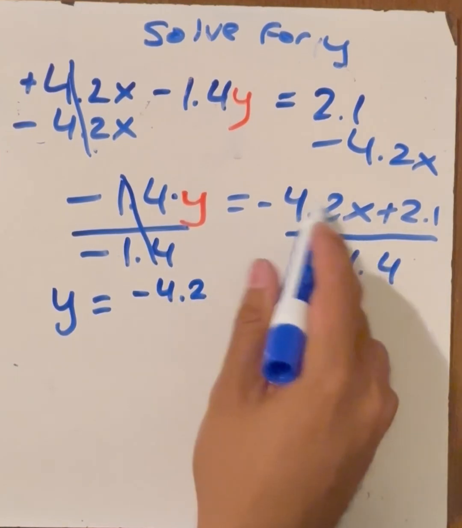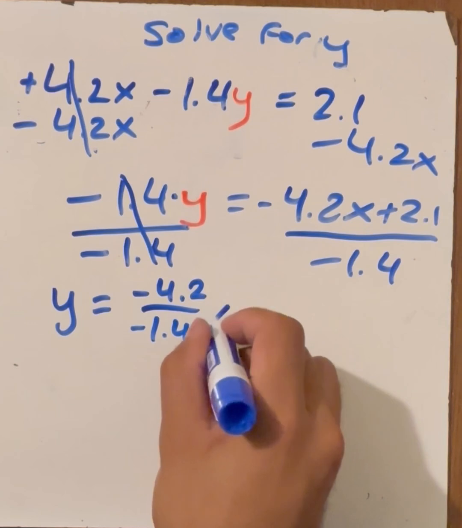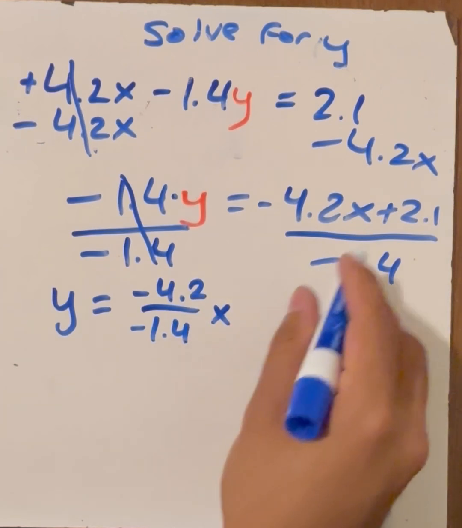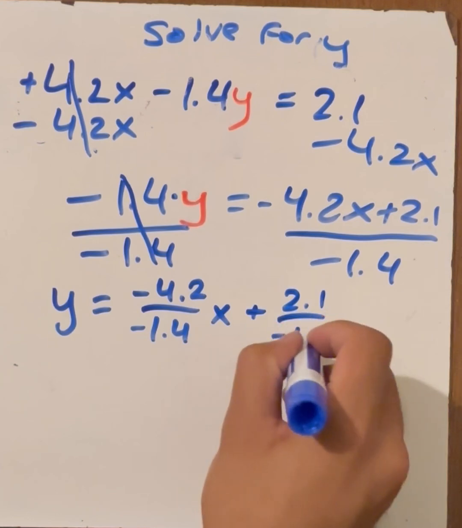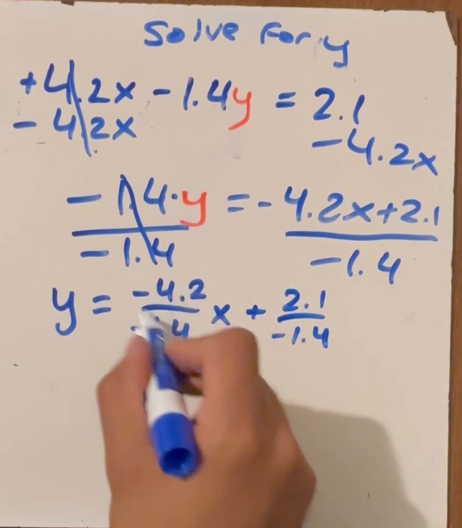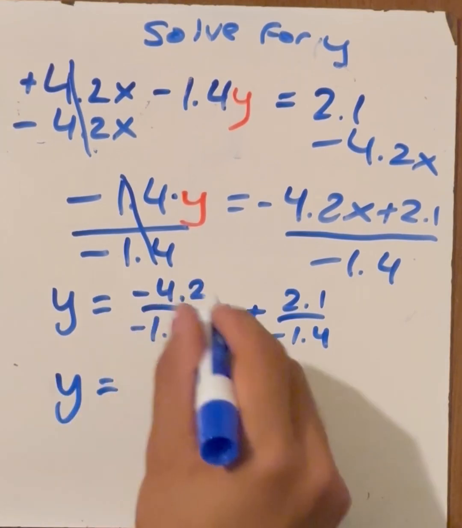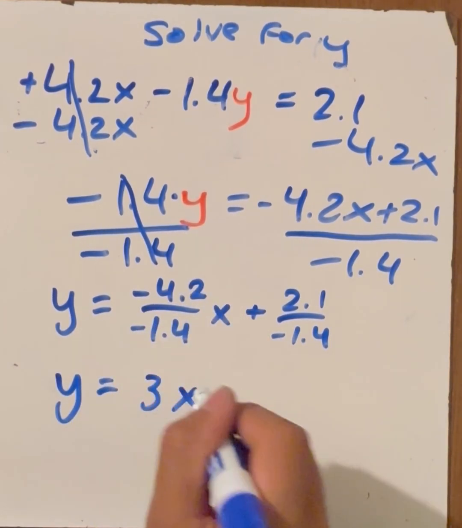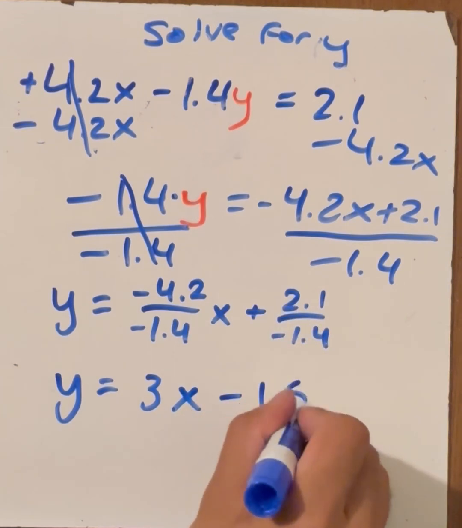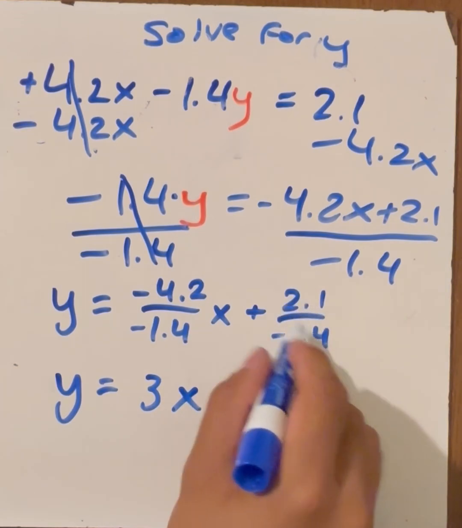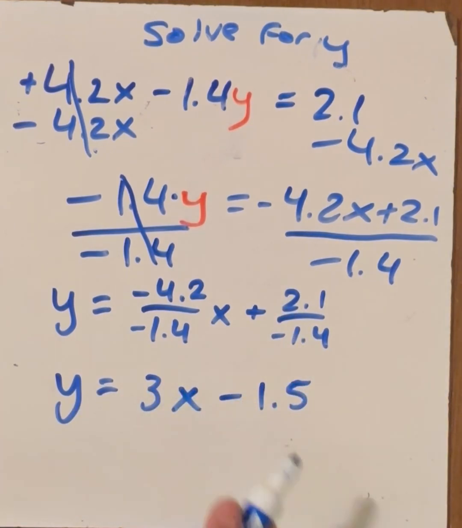And then we can separate this as negative 4.2 divided by negative 1.4x, and then 2.1 divided by negative 1.4. Okay, so negative 4.2 divided by negative 1.4 is 3, right? You could put that in your calculator, you'll get 3. So 3x. And then when you put this in your calculator, you'll get negative 1.5. Okay, because 2.1 divided by negative 1.4, different signs, so the answer is negative. We'll have this as a final answer.